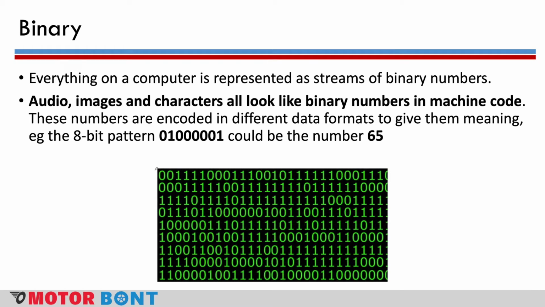Now you might have seen images like this here, where we've got loads of zeros and ones. They are meaningless to us, but the computer actually understands that. So as I've said to you earlier, audio, images and characters, so things like A, B, C, D, they all look like binary numbers to a computer. But they're all encoded in a different way. So for example, this number 0, 1, 0, 0, 0, 0, 0, 1 could be the number 65, and in fact we'll probably look at that later on and see if that number actually is 65.